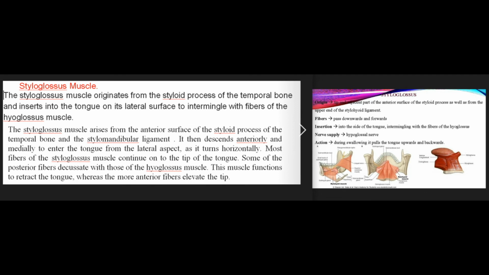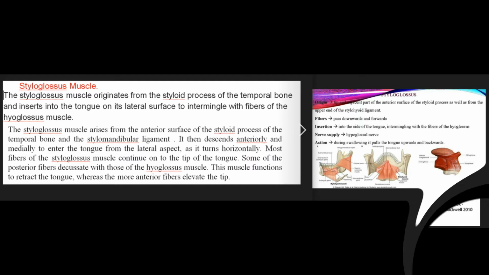Styloglossus muscle. The styloglossus muscle originates from the styloid process of the temporal bone and inserts into the tongue on its lateral surface to intermingle with fibers of the hyoglossus muscle. The styloglossus muscle arises from the anterior surface of the styloid process of the temporal bone and the stylomandibular ligament. It then descends anteriorly and medially to enter the tongue from the lateral aspect, as it turns horizontally. Most fibers of the styloglossus muscle continue onto the tip of the tongue. Some of the posterior fibers decussate with those of the hyoglossus muscle. This muscle functions to retract the tongue, whereas the more anterior fibers elevate the tip.